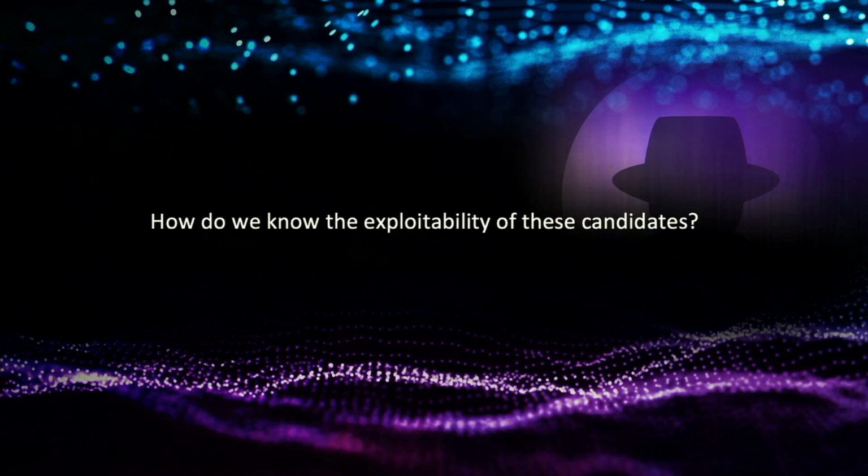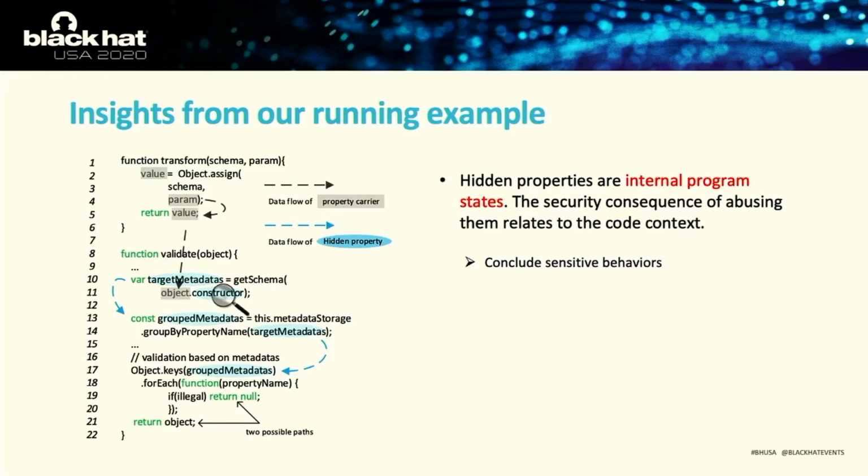So in the previous component, we discovered the key name of the potential hidden property, which is the constructor. By injecting a property with such a key, we may overwrite certain internal states. However, we still don't know whether the candidates can be overridden or not. And we also don't know how to introduce attack effects with these candidates. So apparently, Lynx should do more.